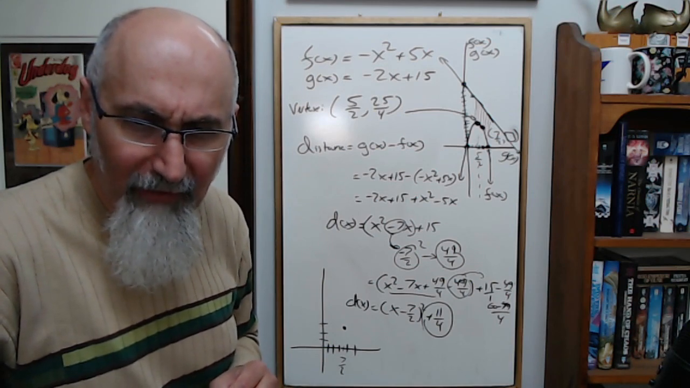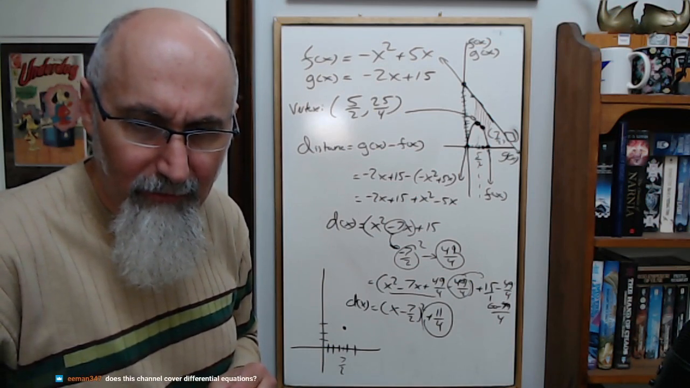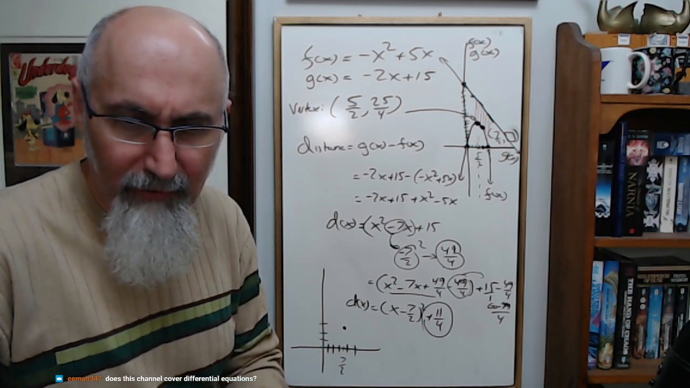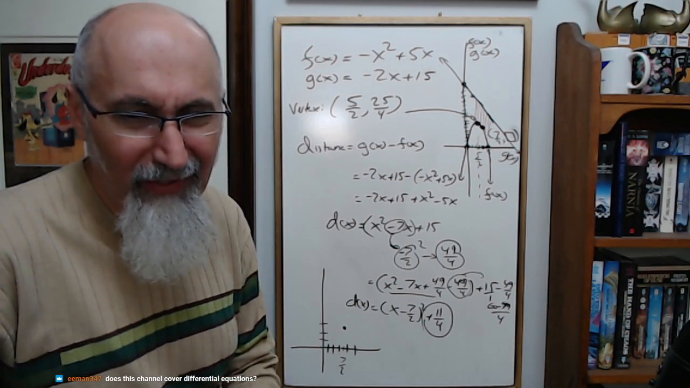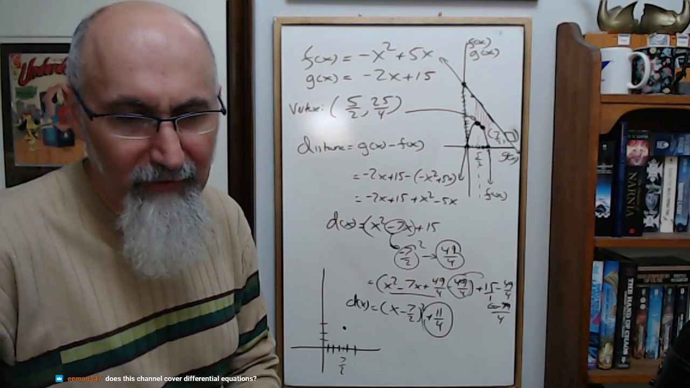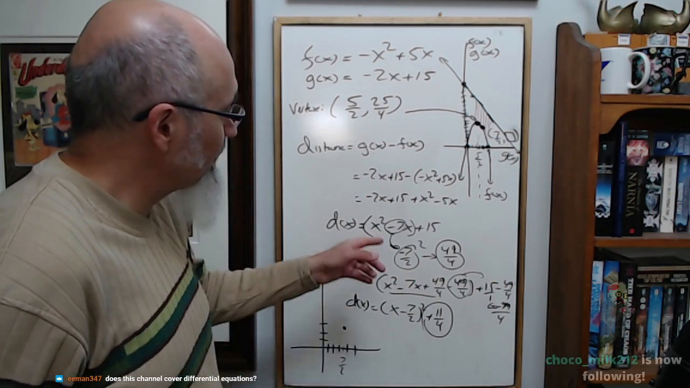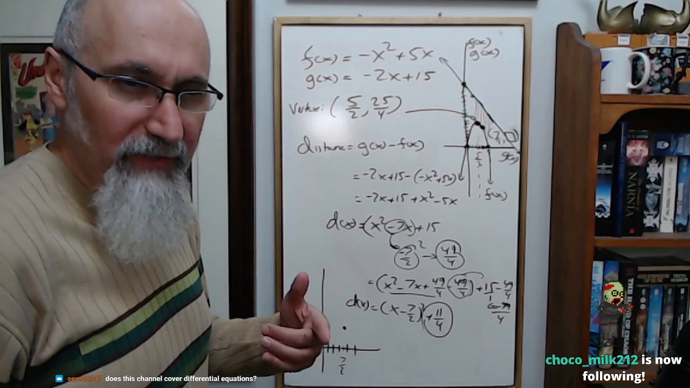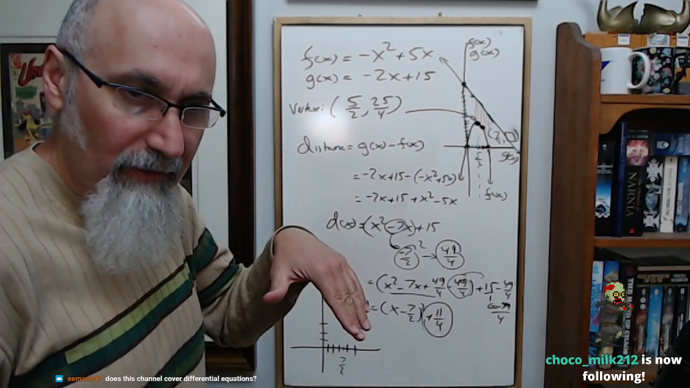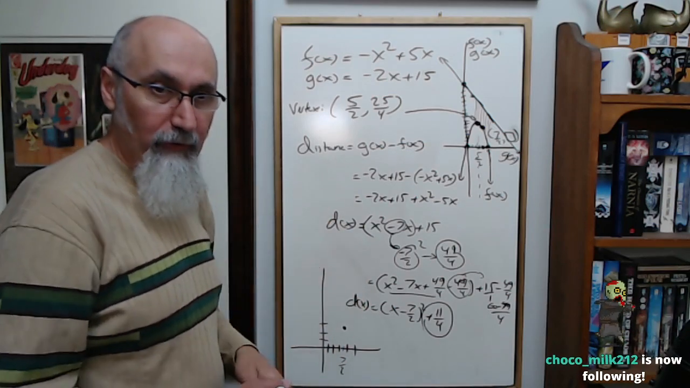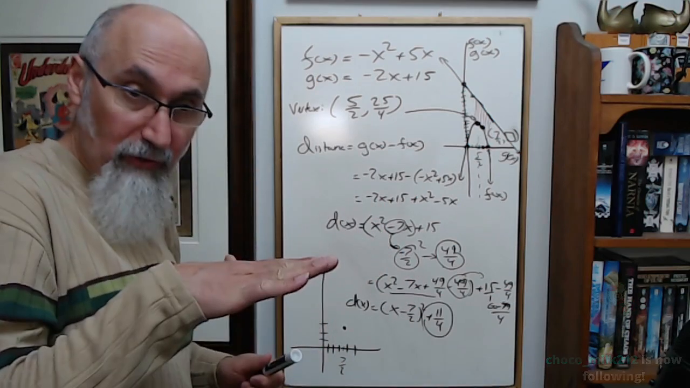Yeah, Crafter? Does this channel cover differential calculus? We've done a little bit of finding derivatives. A little bit. I mean, we could find a derivative of this. What was the other method? We're saying find the derivative and find the inflection point, right? Where it rolls over, where the slope is zero.